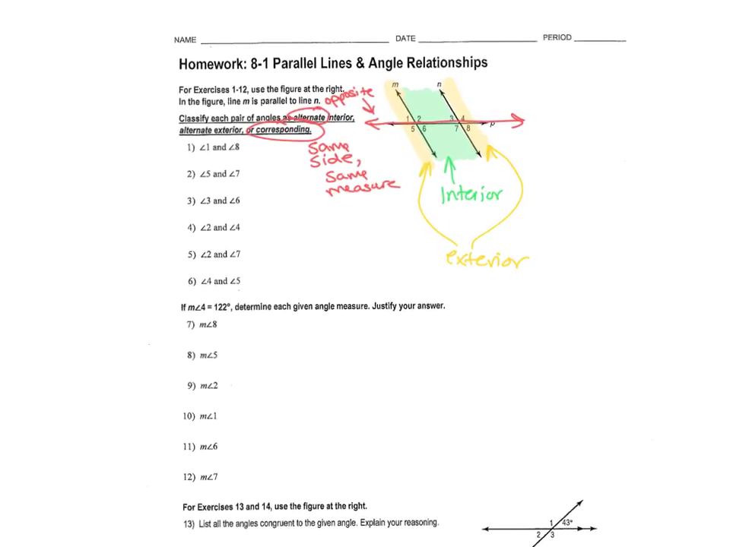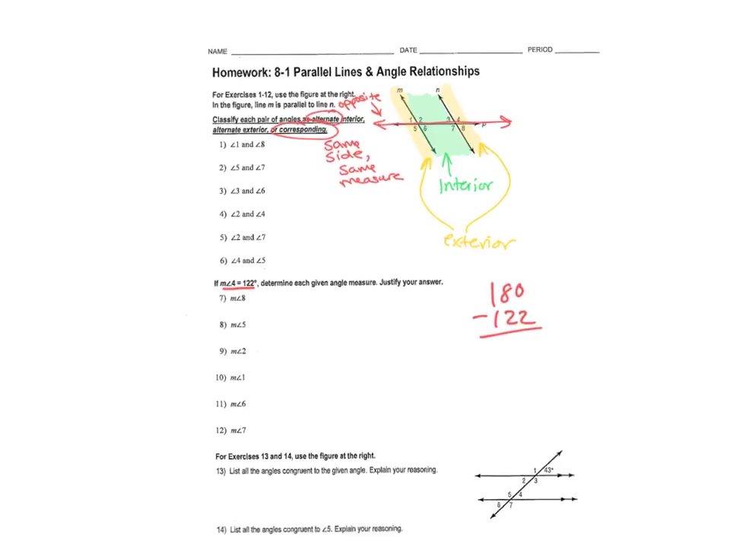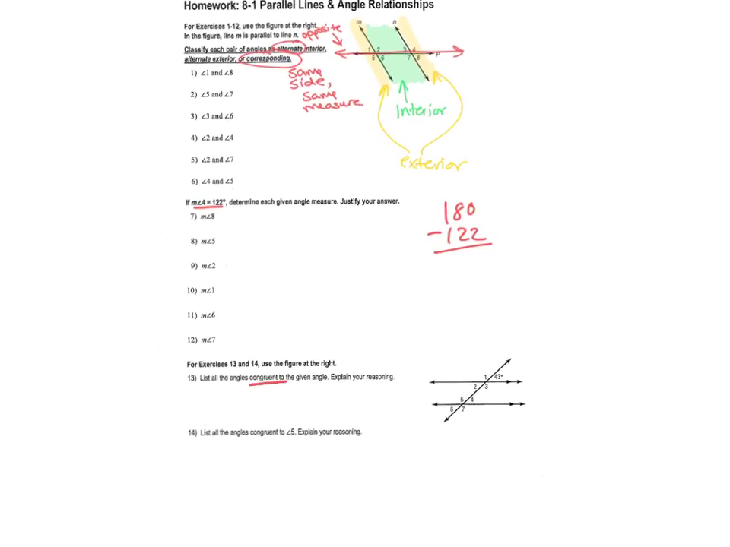Then on number 4, just like on the front page, if we know the measure of angle 4 is 122, if you already know angle 4, then you know 3 other ones. So figure out which ones are going to be the same measure, and then 180 minus 122 to get everything else. Remember, congruent means same size, same shape. So list all the angles congruent to the given example. Number 14 lists all the angles congruent to angle 5.